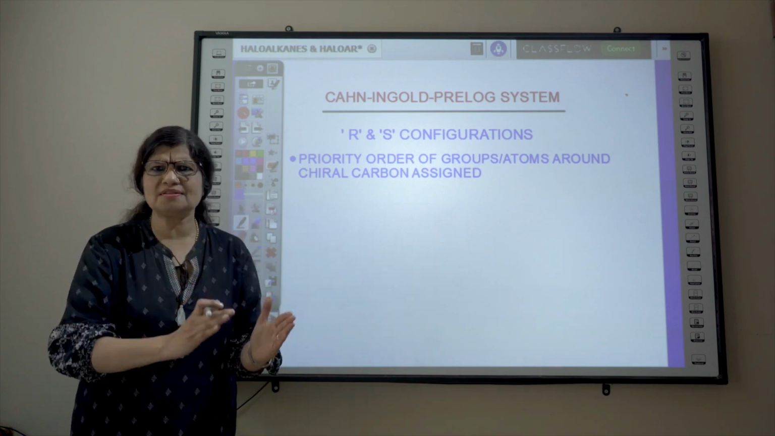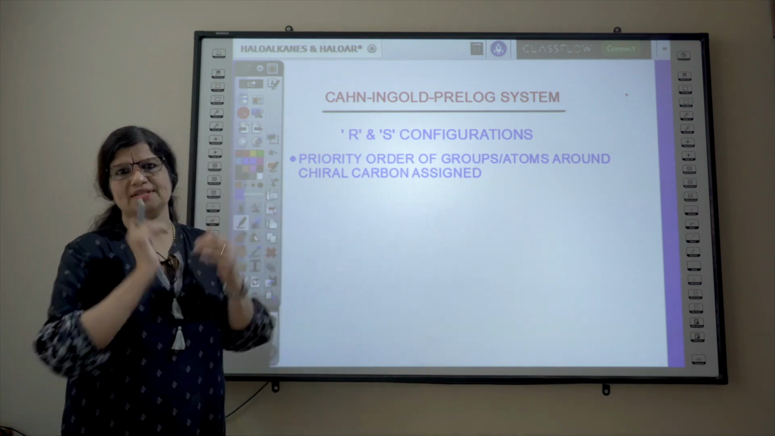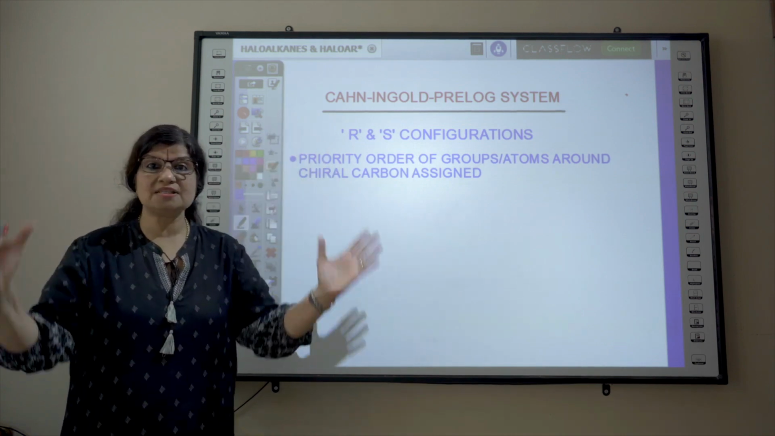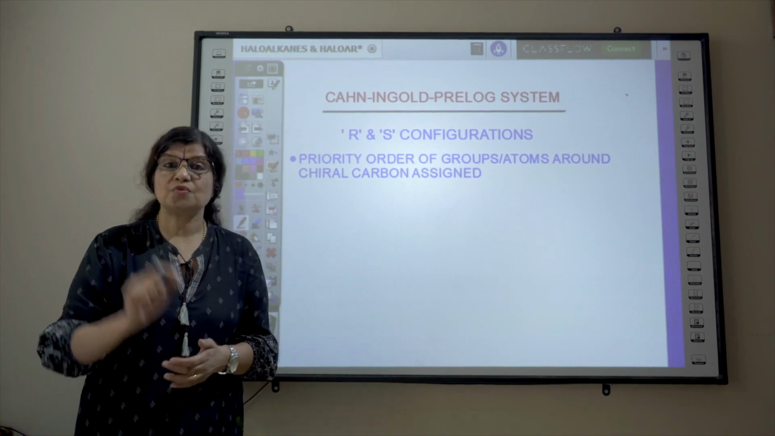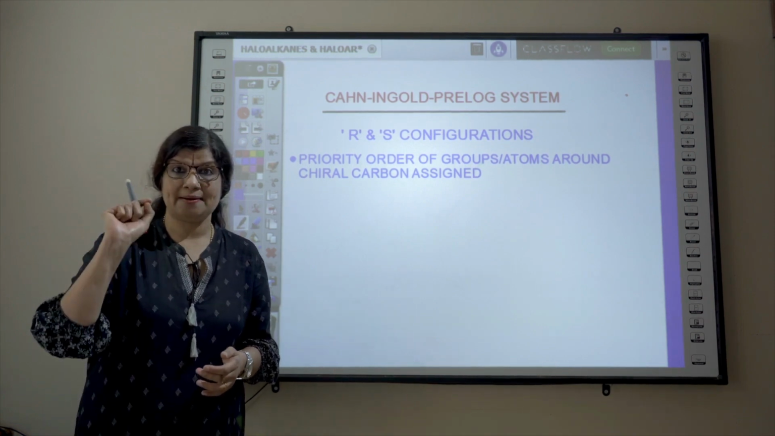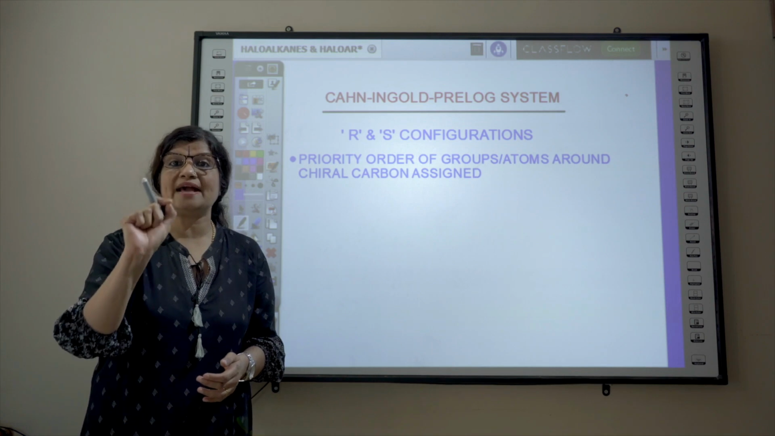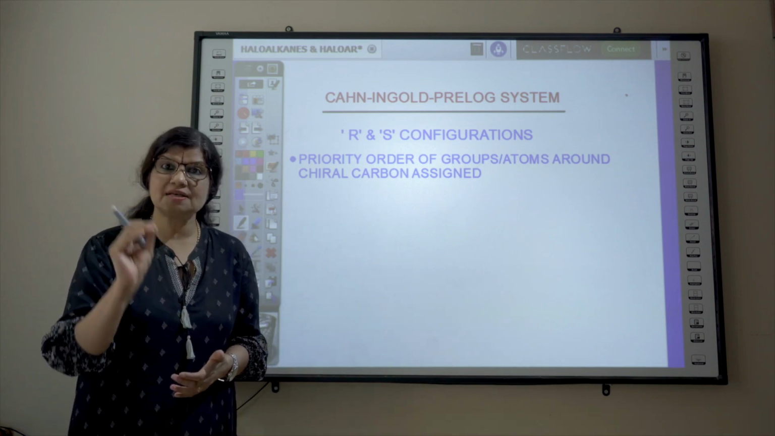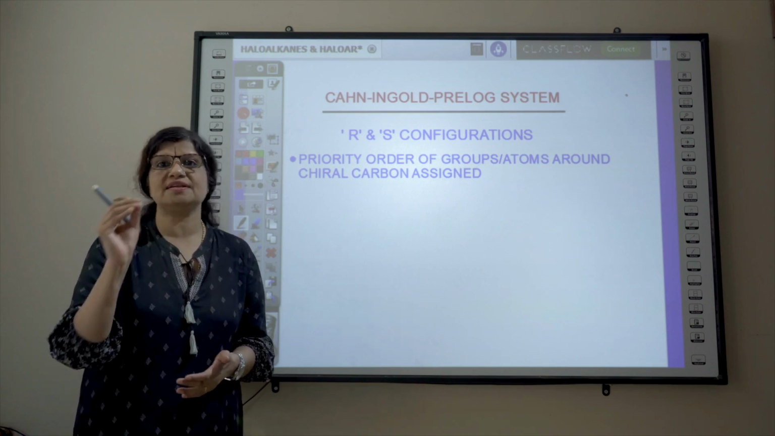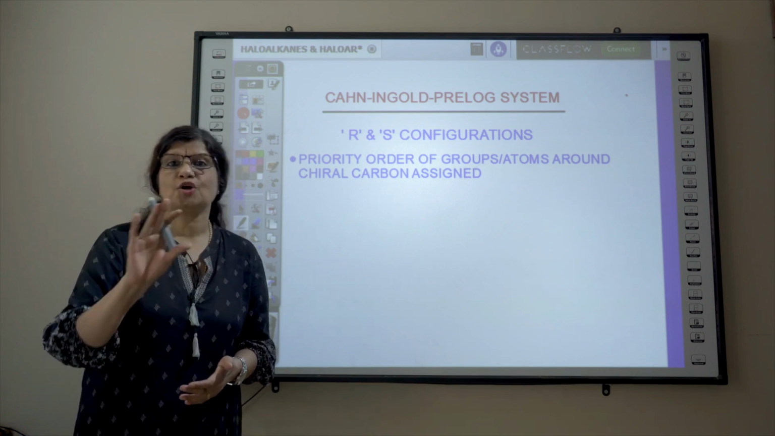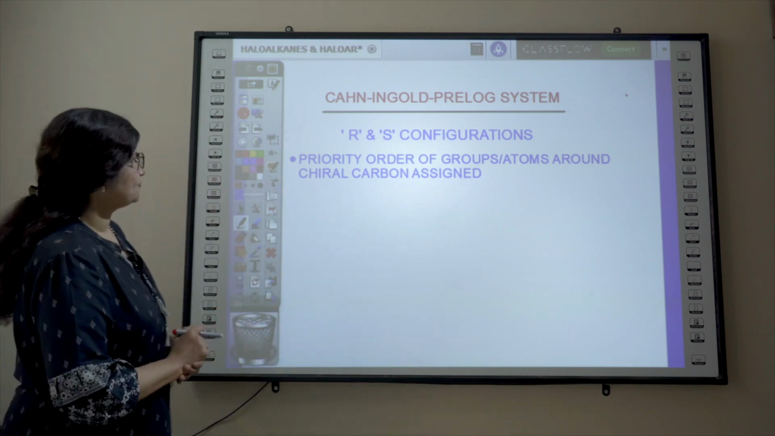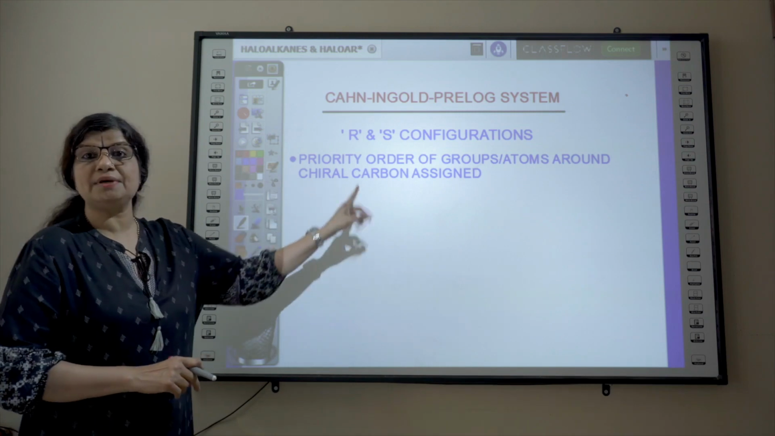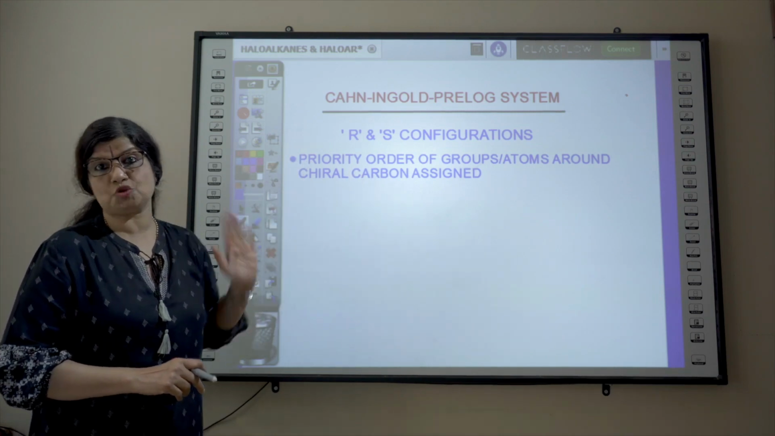So what is meant by clockwise and anti-clockwise? We will soon discuss. But before we discuss that, you know that the chiral carbon is bonded to 4 different groups, right? So we have to assign priority to the groups attached around the chiral carbon. So there are some priority rules. Let's first discuss the priority rules and then we will discuss what is R and what is S configuration. So the priority order of groups or atoms around the chiral carbon is assigned. That is the first step to be done.